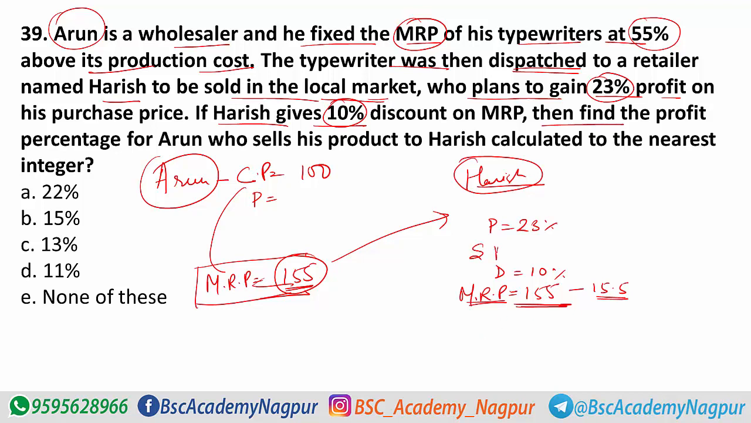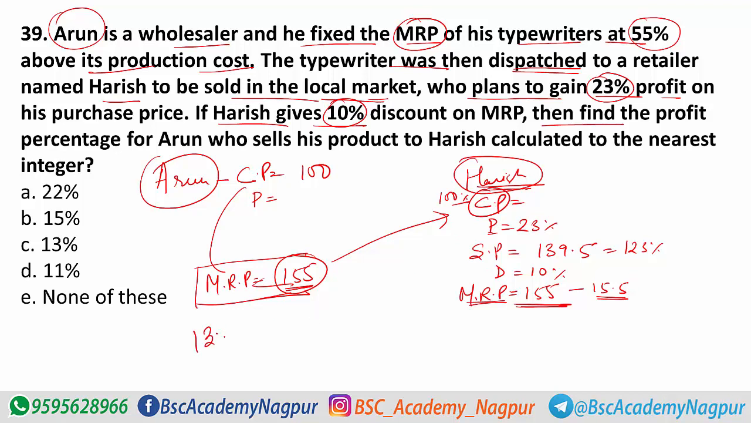So selling price will be how much? Selling price will be 139.5. Selling price is 139.5 and Haris is having a profit of 23%. So find the cost price for Haris. This is like 123%, right? 123%, and cost price by default gives 100% value. So we have to find 100%.